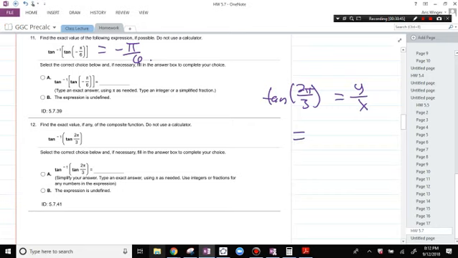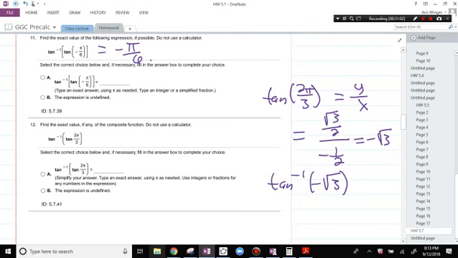We're in the second quadrant, so tangent of 2 pi over 3 is square root of 3 over 2 over negative 1/2, which is negative the square root of 3. Inverse tangent of negative the square root of 3, and I need it to be in the interval negative pi over 2 to pi over 2. It's negative, so negative pi over 3.